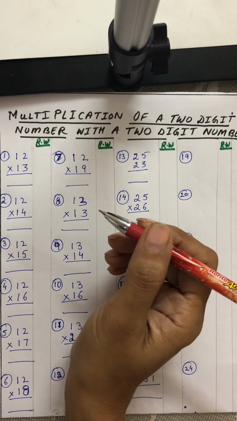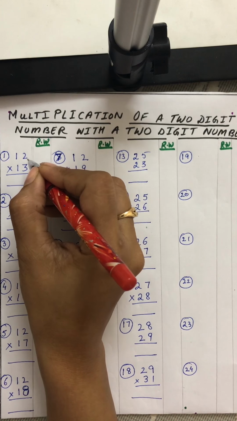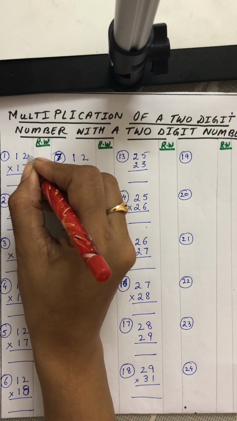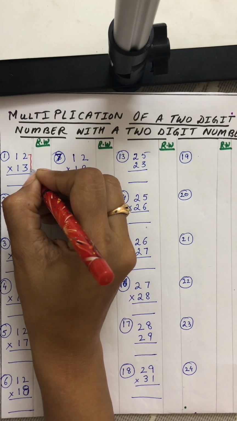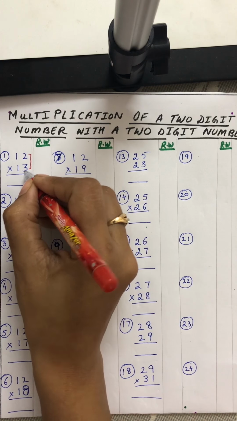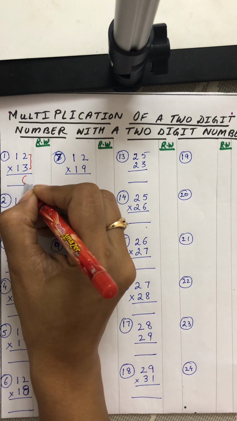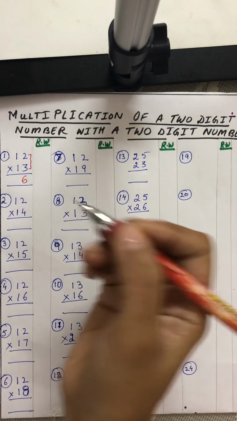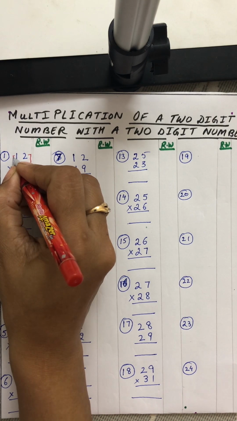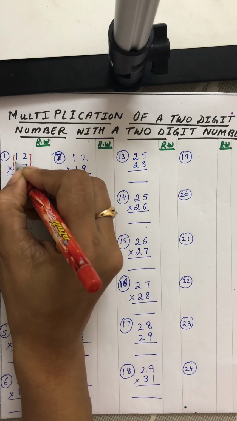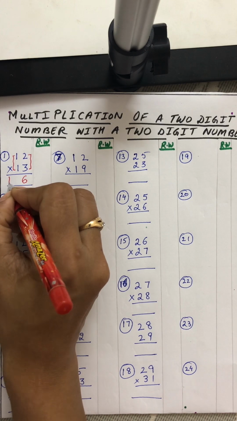What you have to do is, first you have to multiply the digits on the right hand side. That is, you have to multiply 2 with 3. 3 2s are 6. Write your answer here. Then you multiply the digits which are on the left hand side. 1 multiplied by 1 gives me 1.